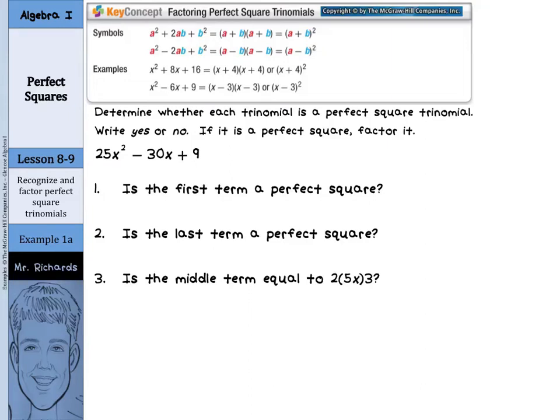Hi, Mr. Richards here. Today's algebra lesson, our last in Chapter 8, is called Perfect Squares. Our objectives are to factor perfect square trinomials and to solve equations involving perfect squares.